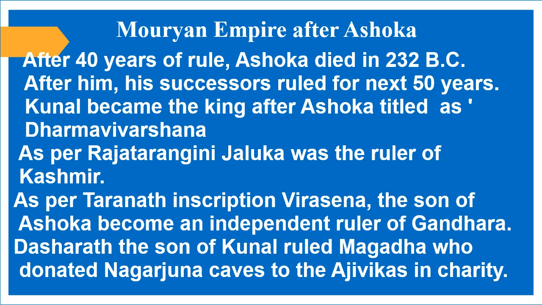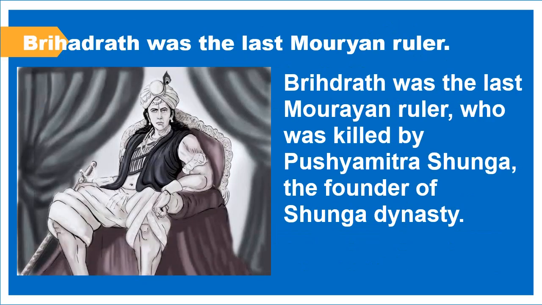After Kunal, his son Dasharatha also ruled Magadha, and he donated the Nagarjuna caves to the Ajivikas. Ajivikas were a section of monks. In charity, he gave the Nagarjuna caves to these Ajivikas. The last Mauryan ruler was Brihadratha. He was assassinated by Pushyamitra Shunga, who was the founder of the Shunga dynasty.